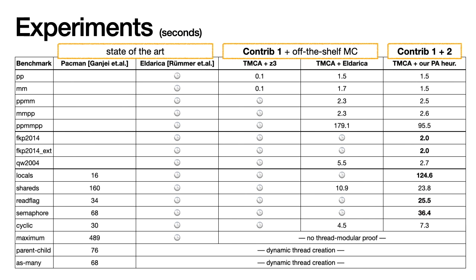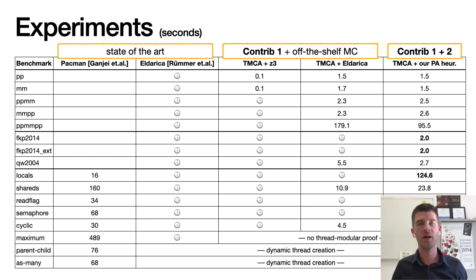And this here solves also the 5 remaining benchmarks. It's the only approach that we compare to that solves these 5 benchmarks, which are highlighted in bold. And this really shows that we need both contributions of this work to solve parameterized program safety.